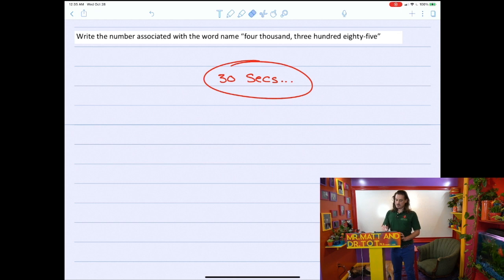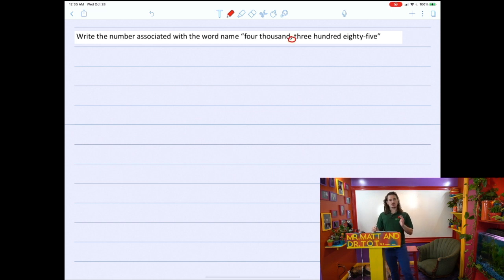Okay, so looking at the word name, remember the commas are going to correspond exactly in the word name as they do in the number itself. So start with the largest value, 4,000. So 4, comma, and we know that the thousands place is 3 places, there's 3 decimal places to the right of the thousands decimal place. So then we have 385. If you have any questions, then please let me know.